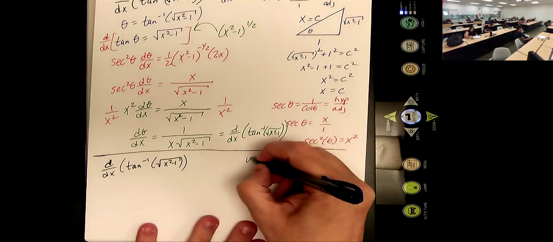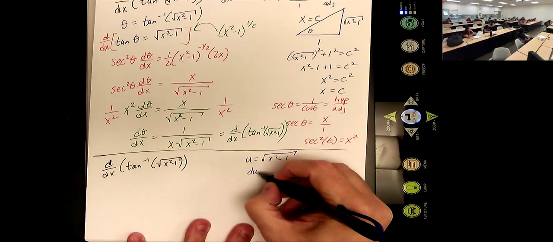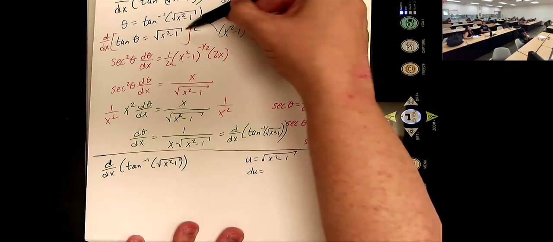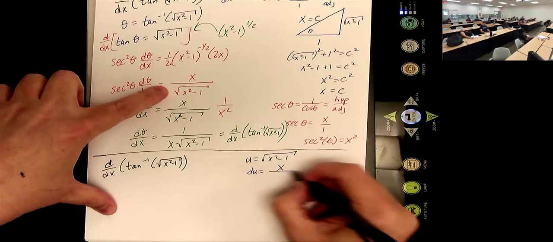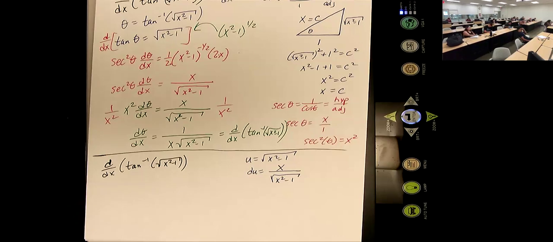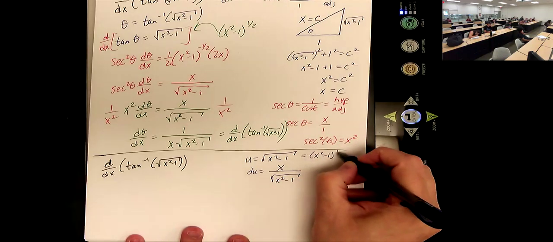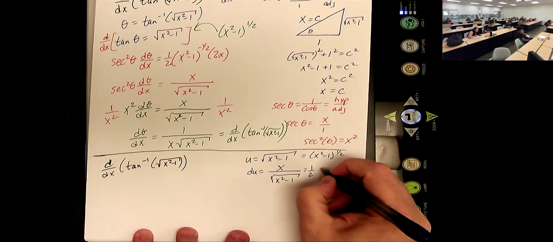I'm gonna go with u equals square root of x squared minus 1. So that du equals, and we just did this up here, the derivative of the square root of x squared minus 1 was, rather than reinventing the wheel, x over square root of x squared minus 1. Maybe I'll write it there because you're not gonna look up later on and look at it.